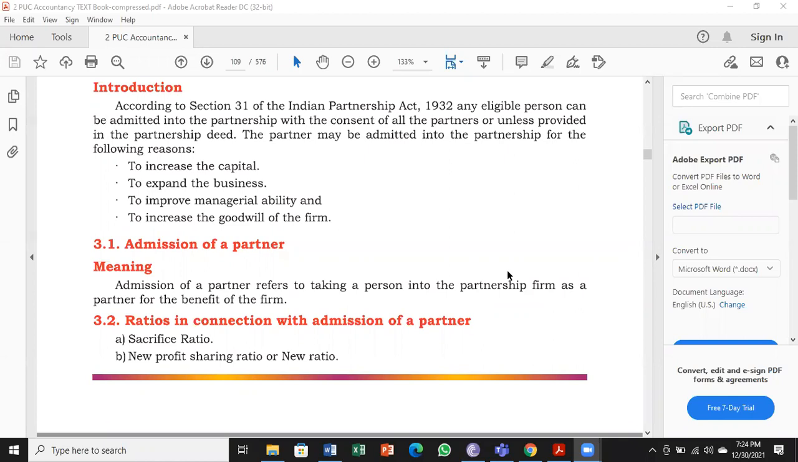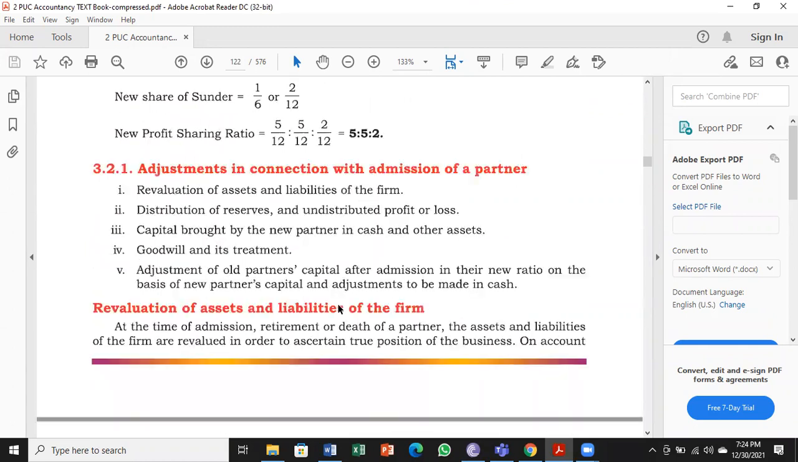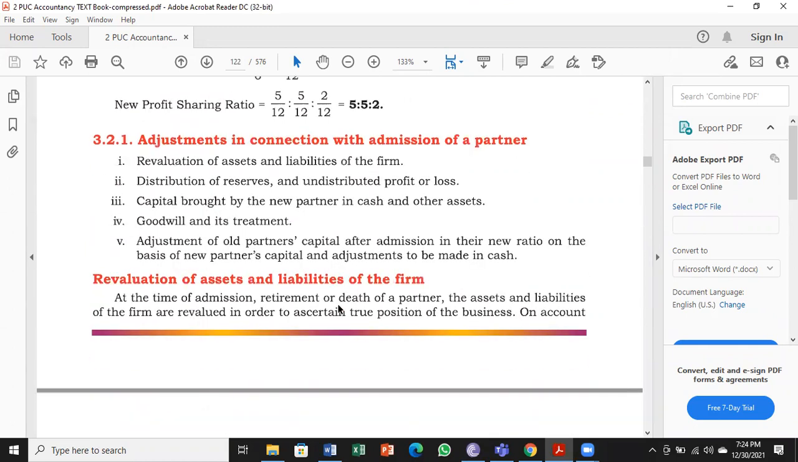And the new ratio will be, instead of 1/2, it becomes 1/3. This is just an example to make you understand what the new ratio is and what the sacrifice ratio is. So we will work out those calculations later, how to go about that. Next, let me get into what changes will happen in the books of accounts of the business.